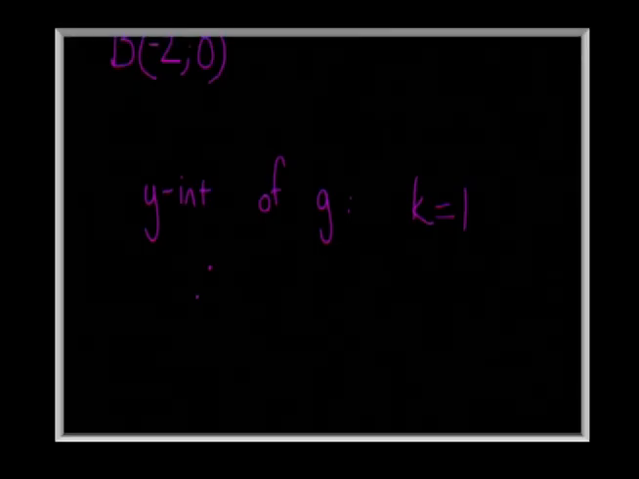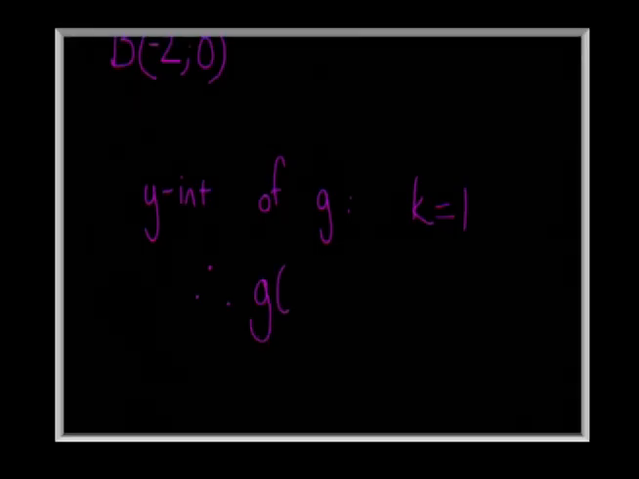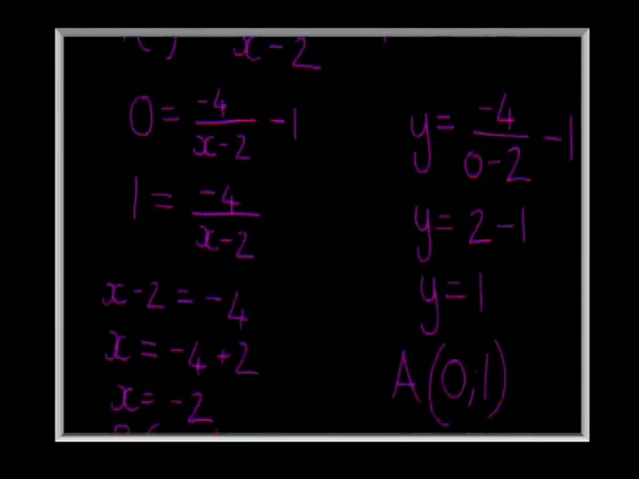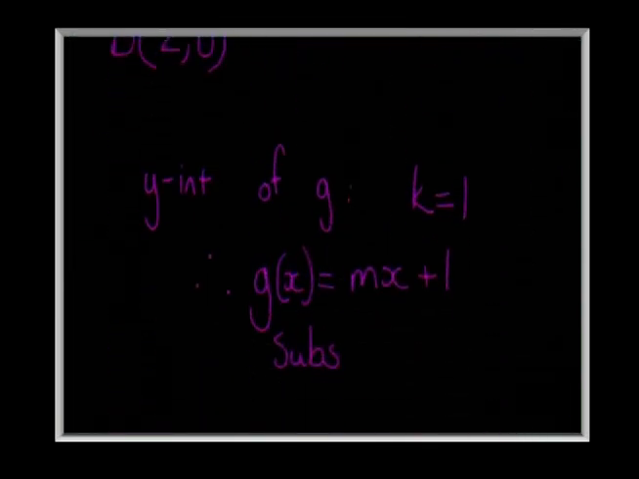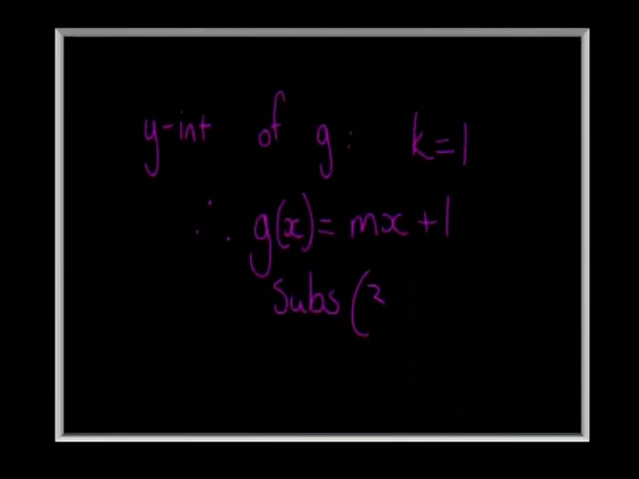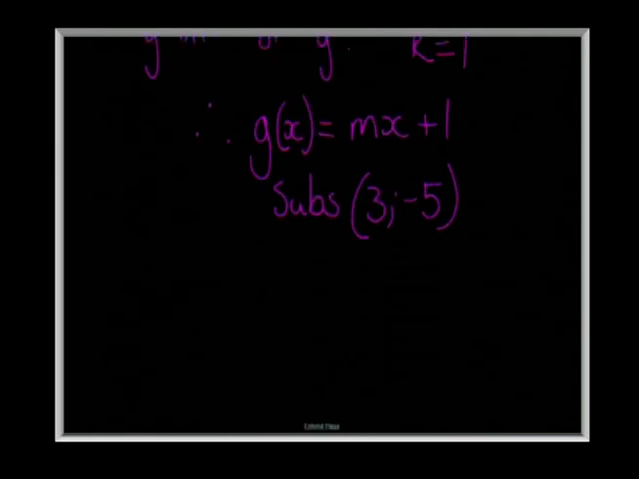At the moment, what we have is g of x is equal to mx plus 1. We're going to substitute the point 3 and -5, meaning wherever there is a y value, we're going to put in the point -5, and wherever there is an x value, we're going to put in the value 3.